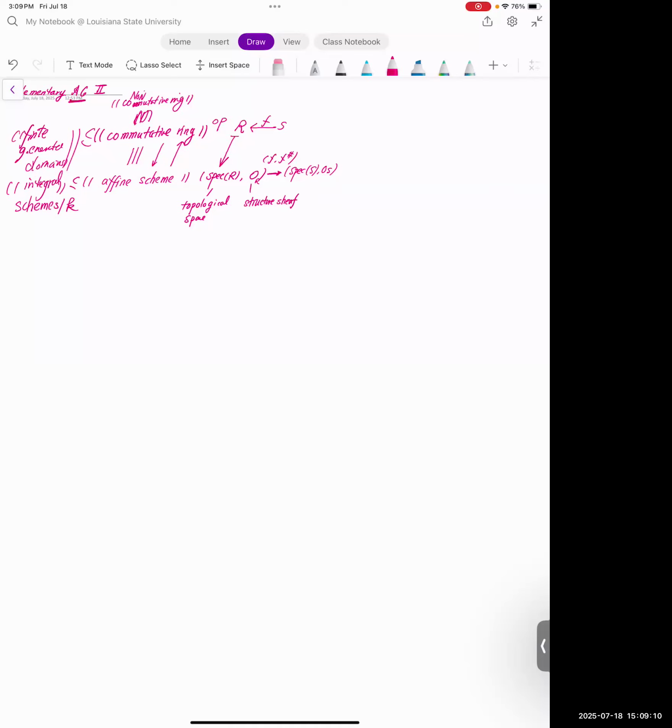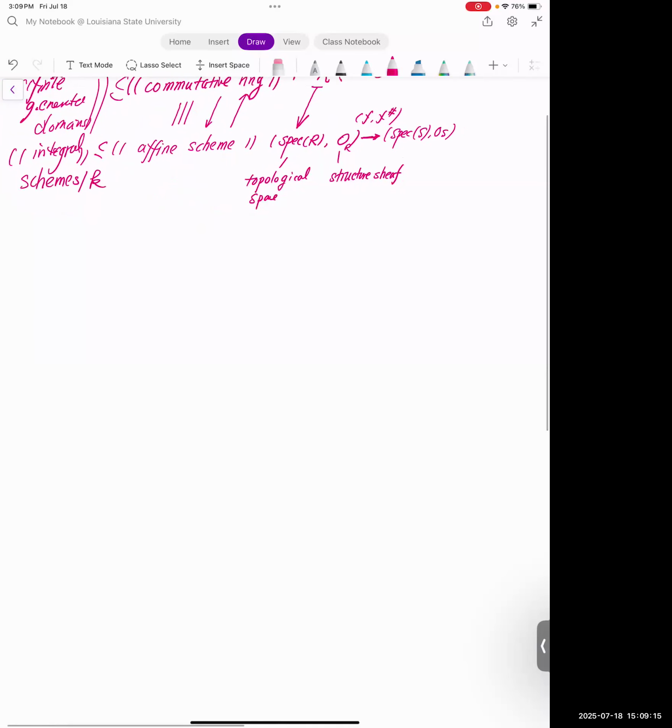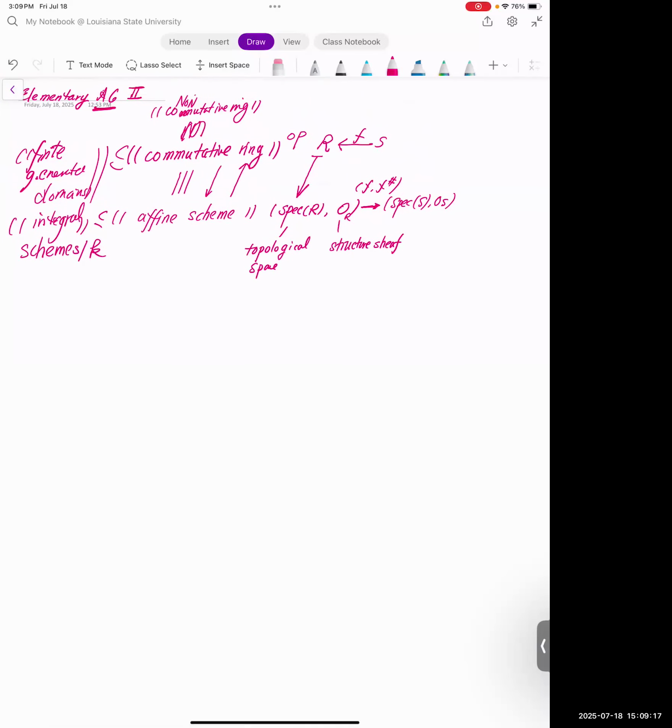So actually the original idea of defining affine schemes came from classical geometry, from these finitely generated domains, which are called affine varieties, right? So for an affine variety, you associate the coordinate ring, and you get your finitely generated domain. And what affine scheme does is to generalize this to commutative rings.